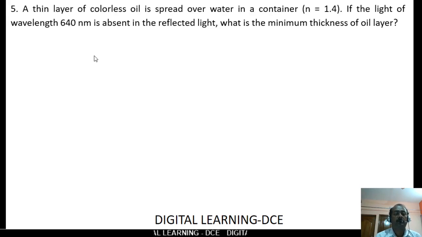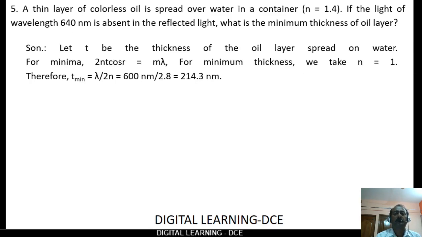Fifth one: a thin layer of colorless oil is spread over water in a container. Here the refractive index of water is given as 1.4. The light of wavelength 640 nanometer, that is the wavelength of light used, lambda is given, is absent in the reflected light. What is the minimum thickness of the oil layer? For this one, you can get the solution like this. Let t be the thickness of the oil layer spread on water.